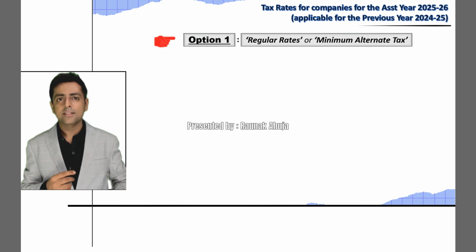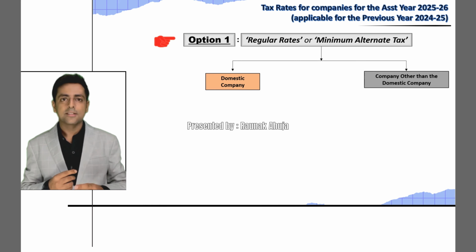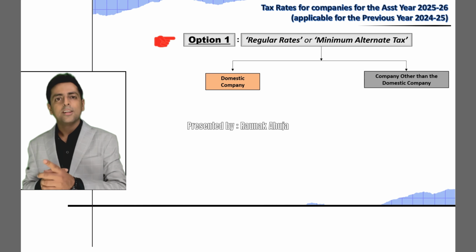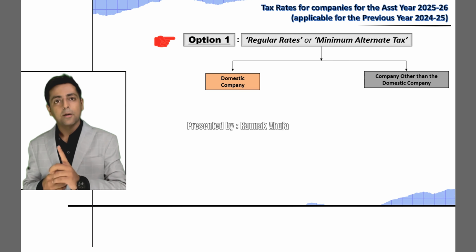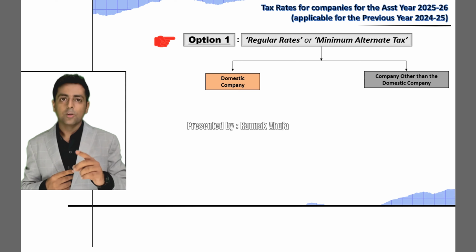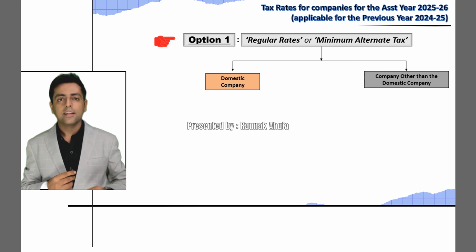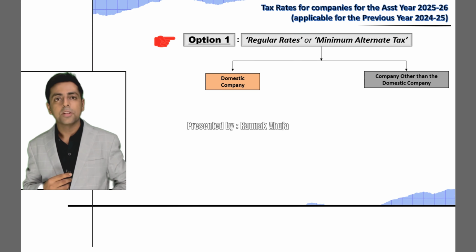For regular rates of tax, let's first divide these companies into two different categories. The first is the domestic company, and the second one is the companies other than the domestic company. Please note the regular rates of taxes for domestic companies and companies other than the domestic companies would be different. So, for ease of understanding, let's term the regular rates of taxes for domestic companies as R1 and for companies other than the domestic companies as R2.